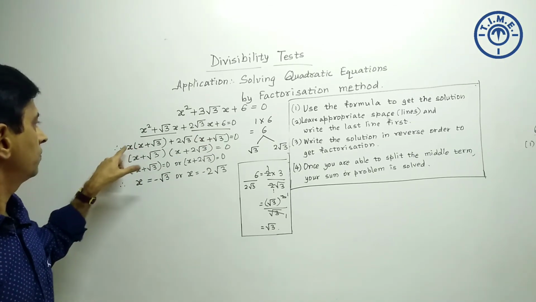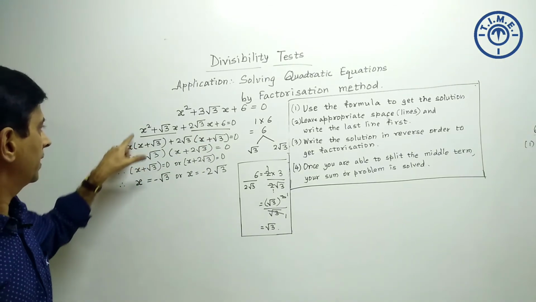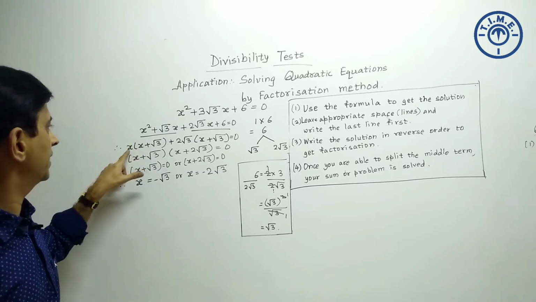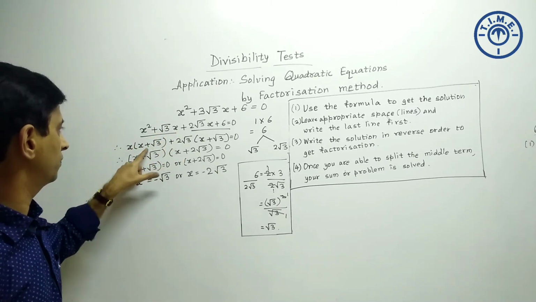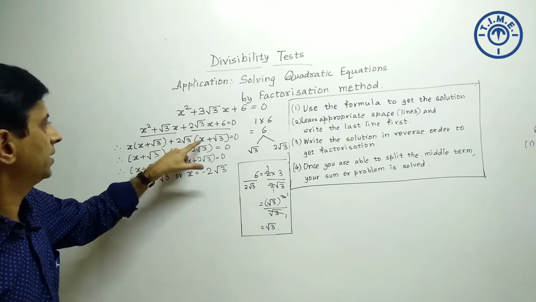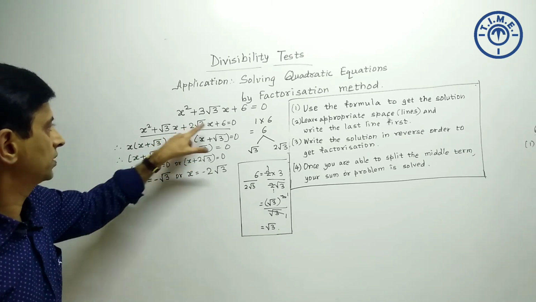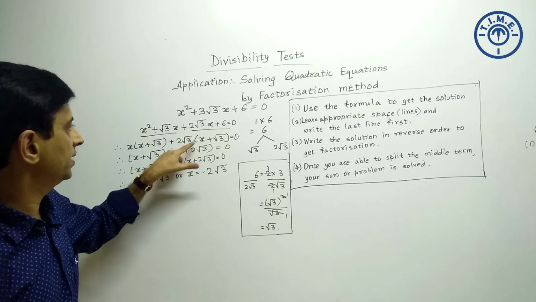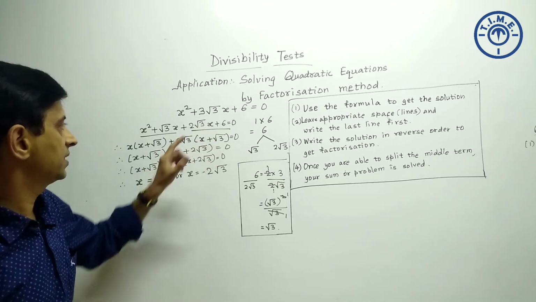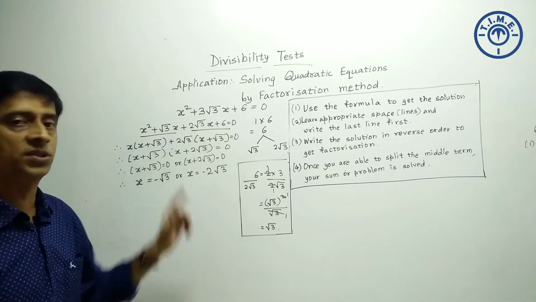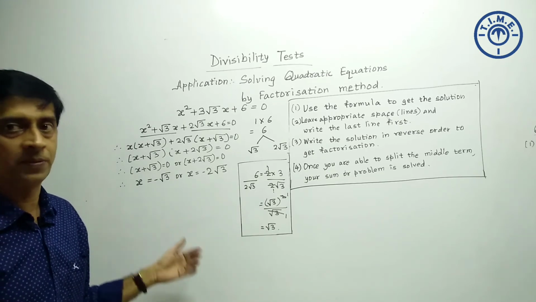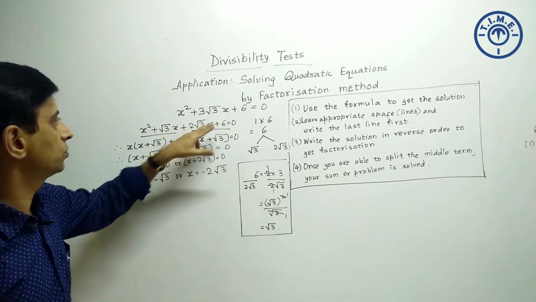Now after this we have to multiply, like x into x is x square, x into root 3 is root 3x with a plus sign, then 2 root 3 into x, so plus 2 root 3x, plus 2 root 3 into root 3, that is 6. Because again root 3 into root 3 is root 3 square, that is 3. So 2 into 3 is equal to 6.